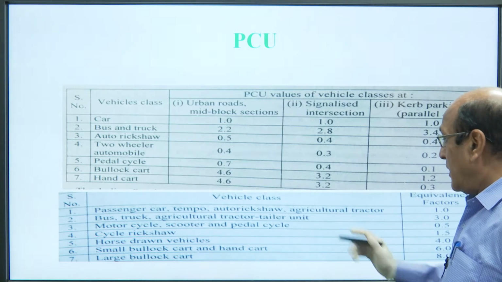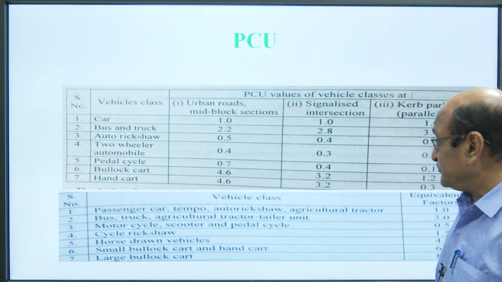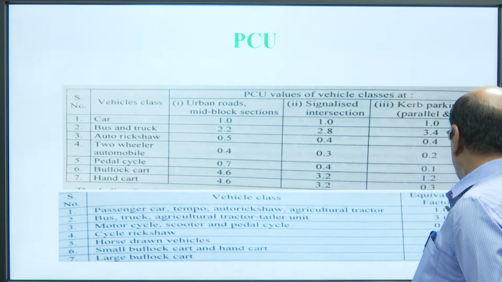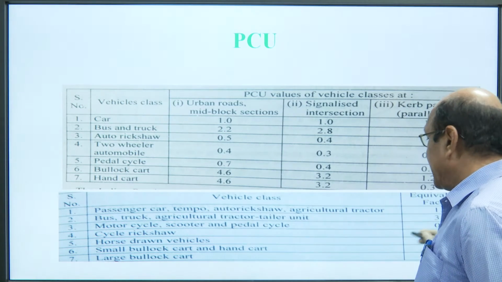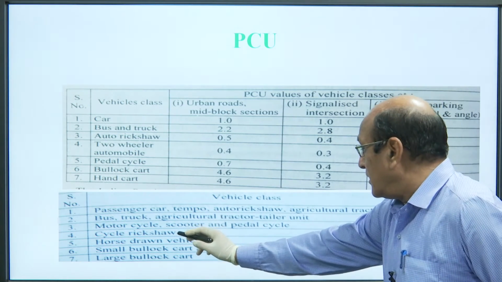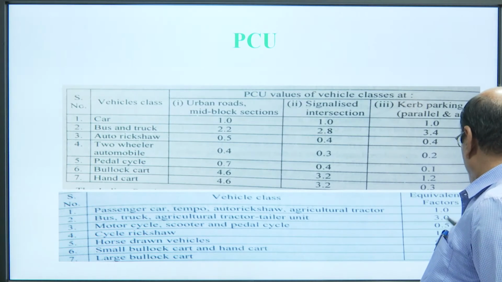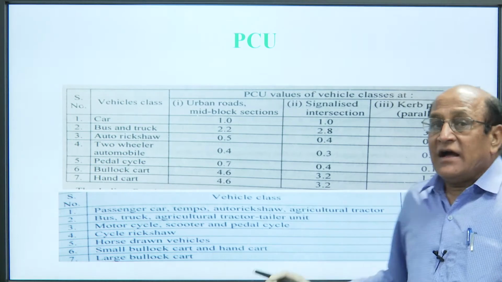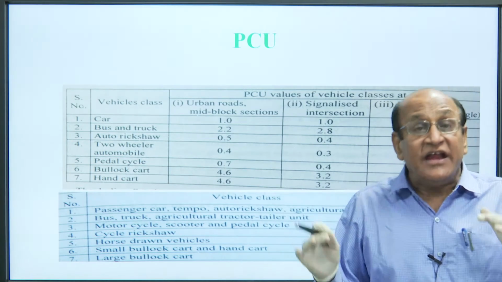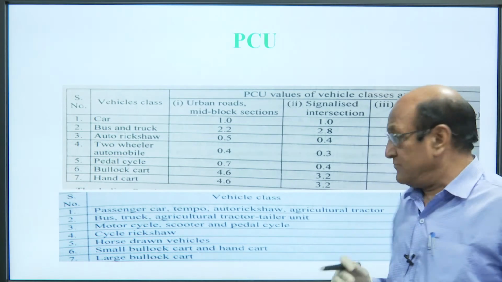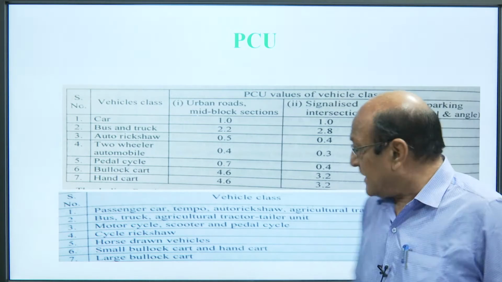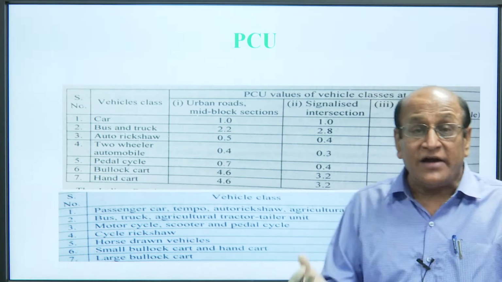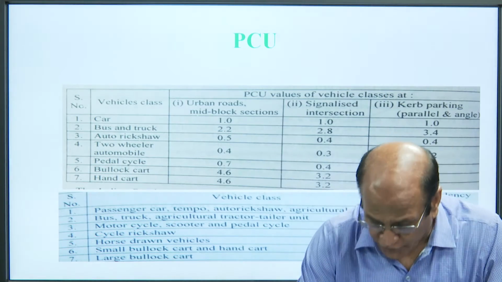So, the next is the vehicle classes: passenger car, tempo, auto rickshaw, the conversion factor is 1; bus, truck 3; cycle 0.5; cycle rickshaw 1.5. This is provided in IRC for non-urban area. Likewise, these are the conversion factors which are used to convert the number of vehicles into PCU.